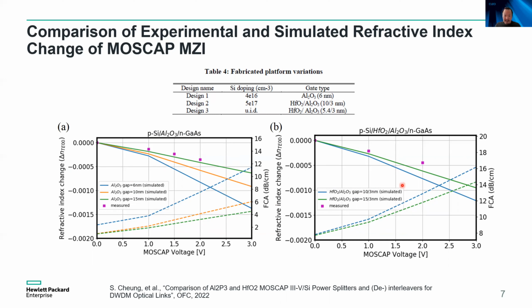Likewise, for hafnium dioxide over on the right, measurements indicate either a larger effective thickness of the hafnium dioxide aluminum oxide stack or a change in the refractive indices. So we're currently investigating these with TEM imaging and CV measurements.